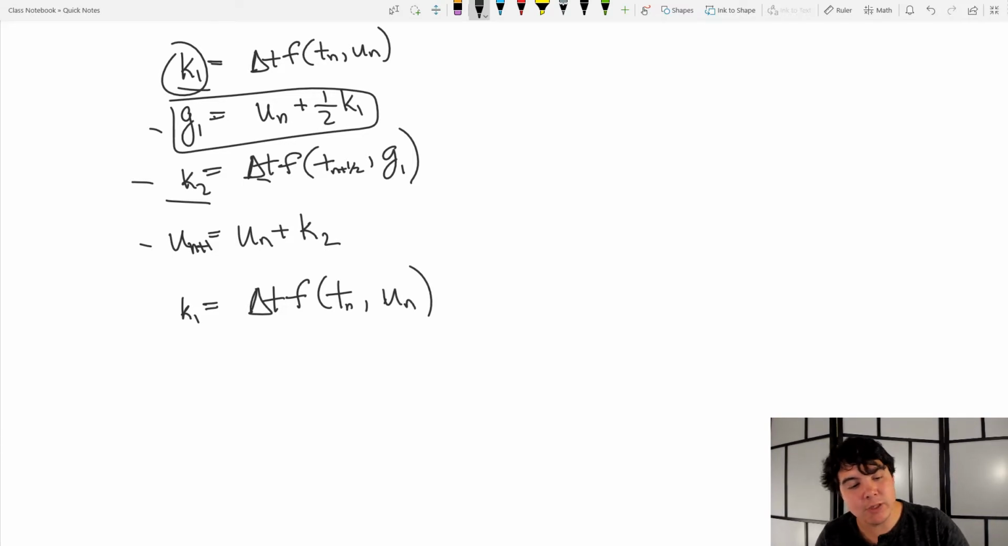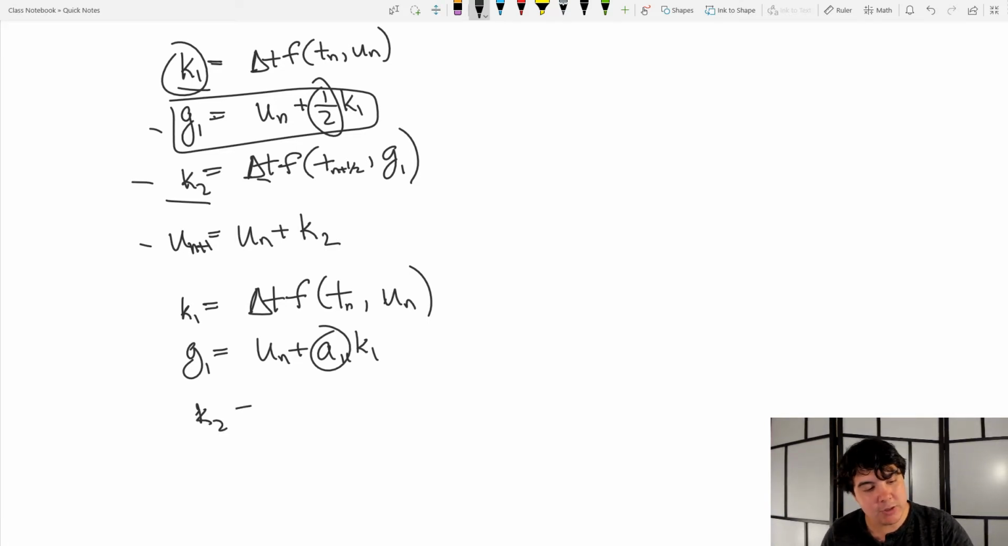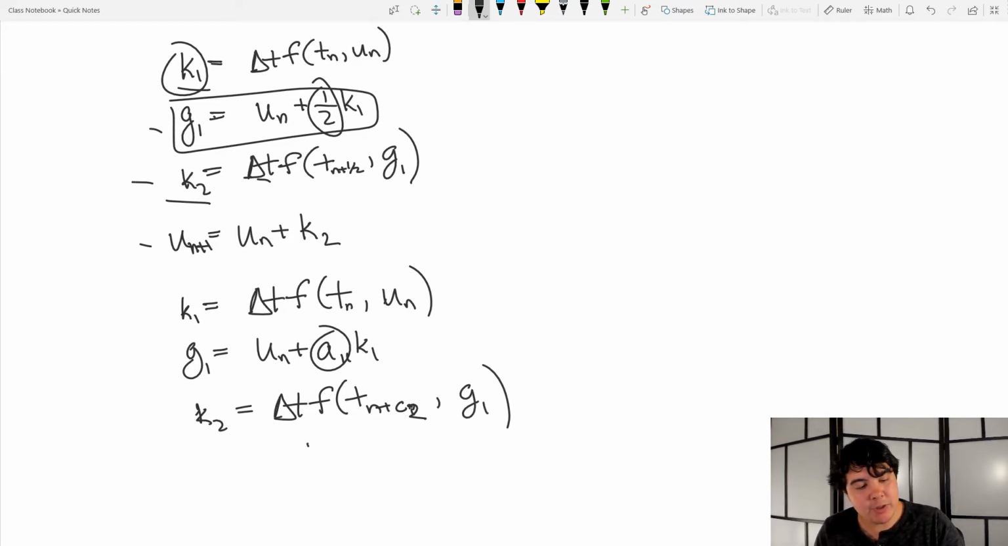Well, let's say for now it's going to be explicit, t sub n, u sub n. g1 is equal to some u sub n plus a11 k1. Right, so we can put any number here to add this, and we can say k2 is equal to delta t f of t sub n plus c sub 2. Right, so we can go forward by any amount. We chose 1/2, but we could actually have chosen any value. And what we can put in here is this g1, and we can keep on chaining this.